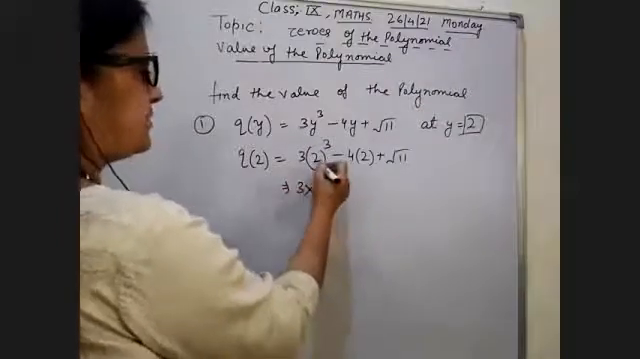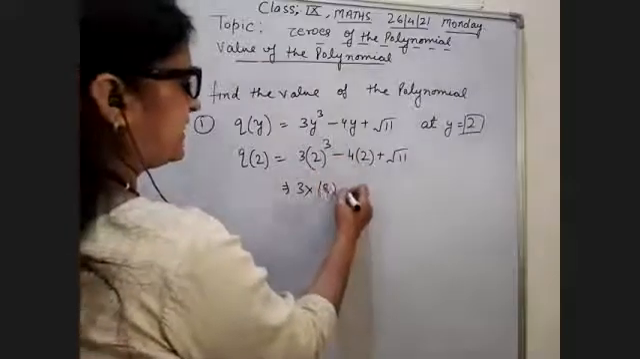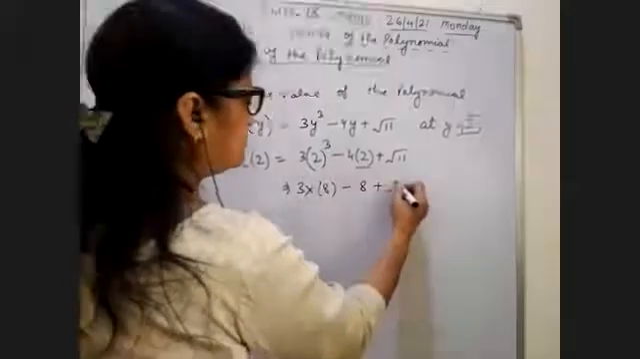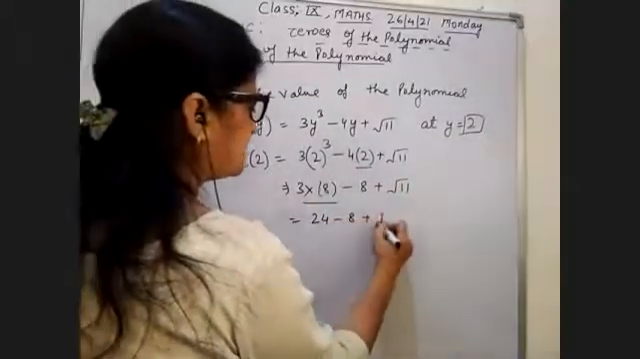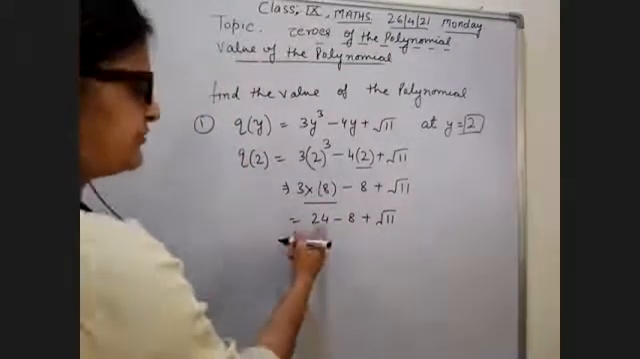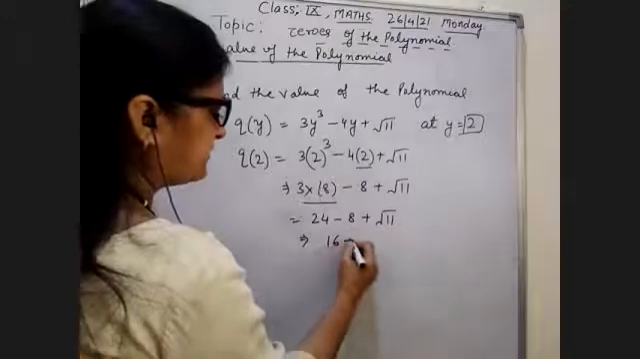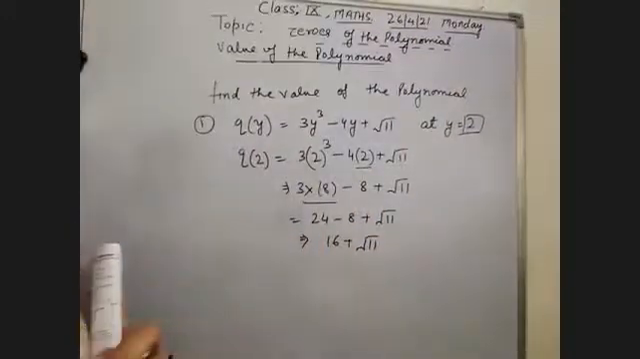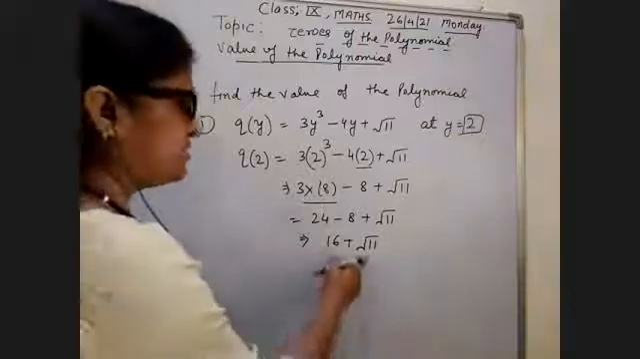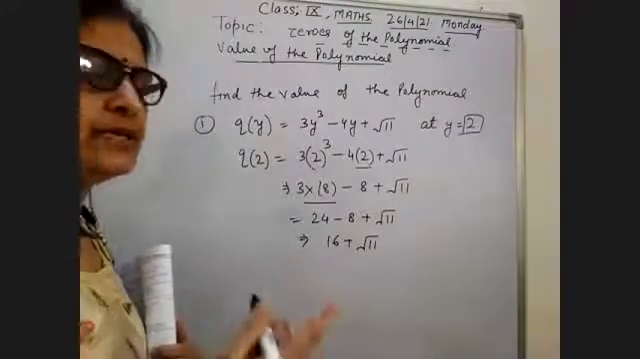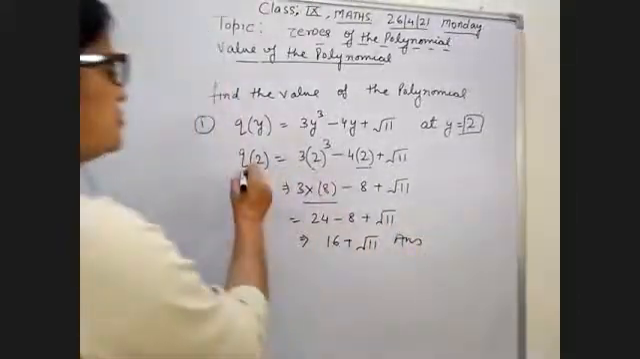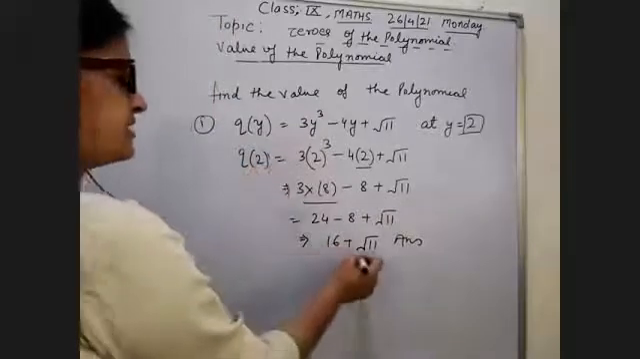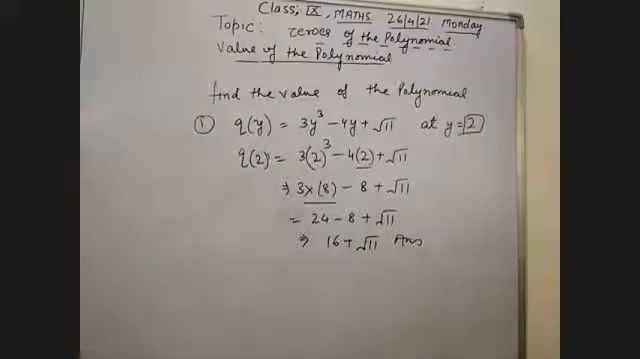So 2 raised to the power 3 is 8, and 4 2s are 8, plus root 11. So 8 3s are 24, minus 8, plus root 11. When we subtract 8 from 24, it is 16 plus root 11. And you know very well that the addition of a rational and an irrational number is irrational. We cannot add these two numbers. So the value of q(2) equal to 16 plus root 11. Okay, note down these questions in your notebook, please.